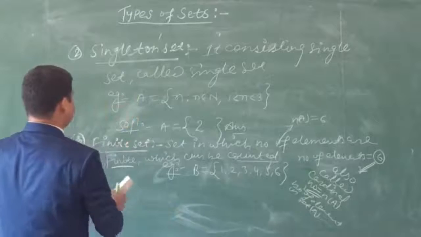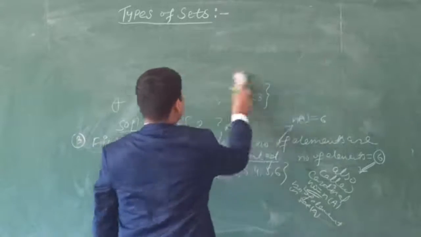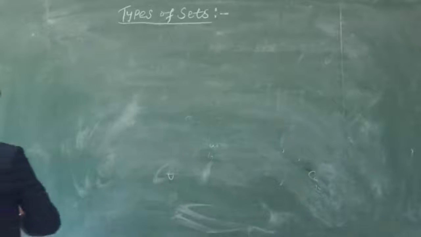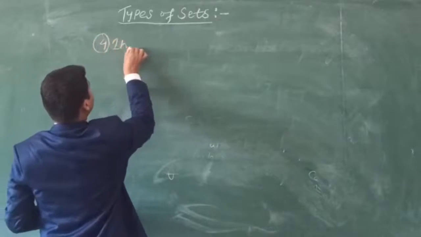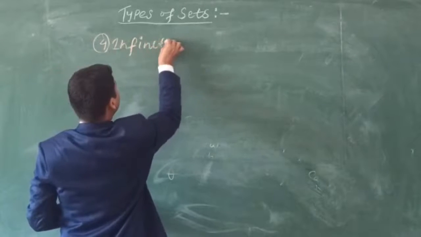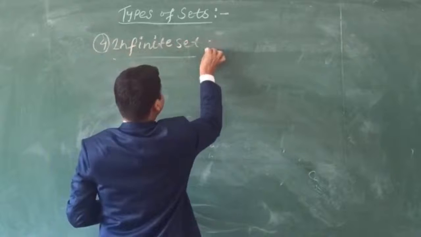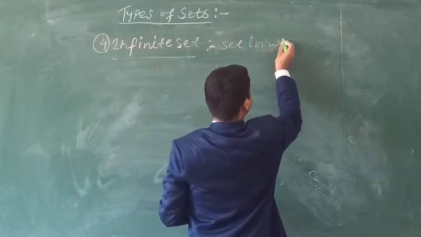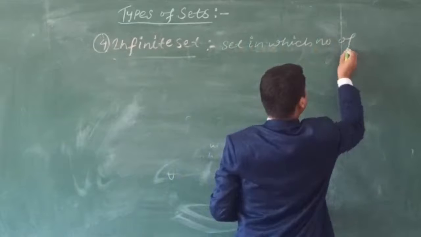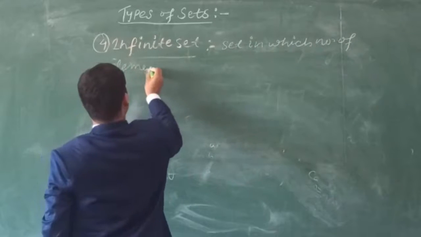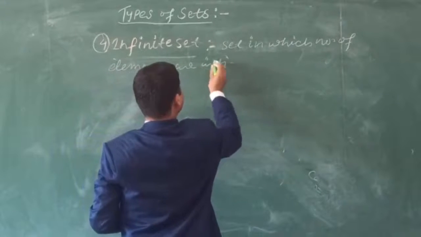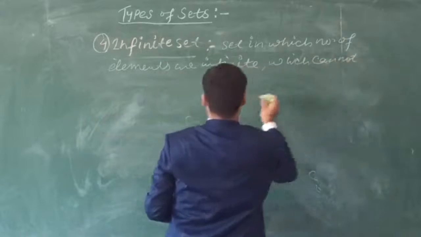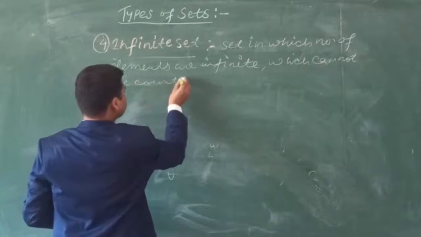So our next heading is infinite set. It will be just the opposite of finite set. Infinite set. Now see this here. What is called infinite set? Set in which the number of elements are infinite, which cannot be counted, means which is not easy to count.